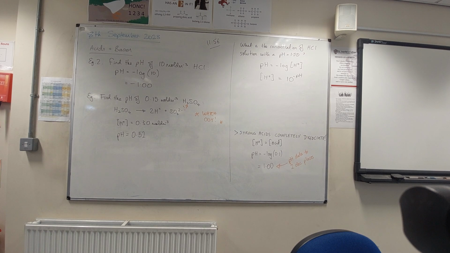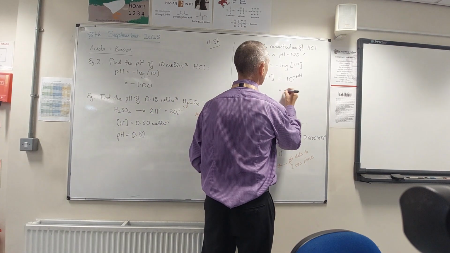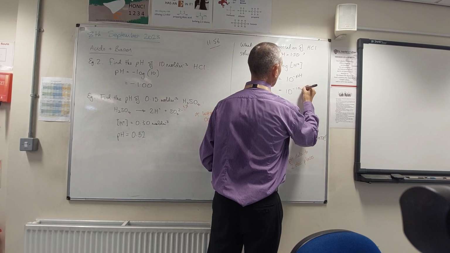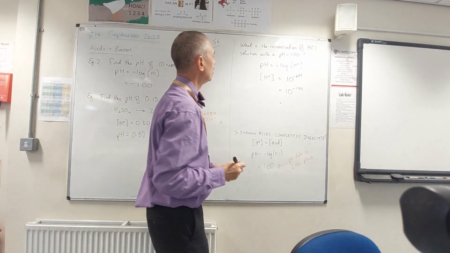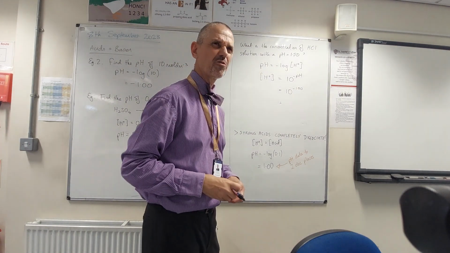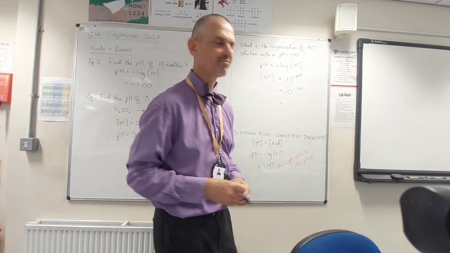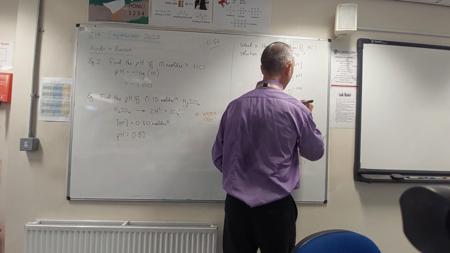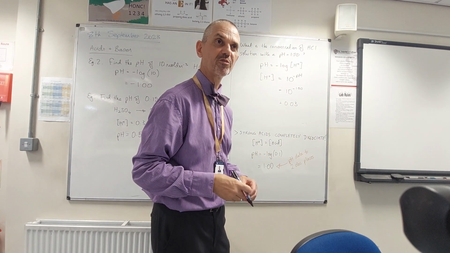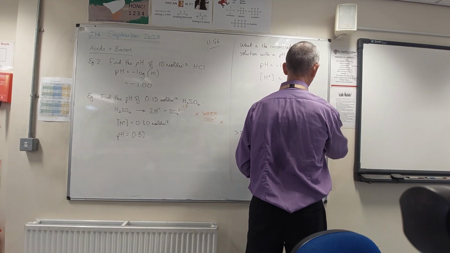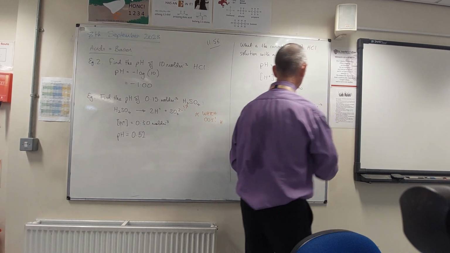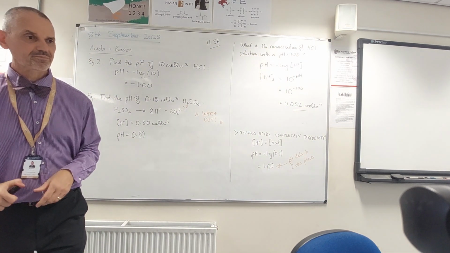So again, if you use the shift log button on your calculator and put in minus 1.5, 0.03. Is that right? Yeah. Okay. Any other sig figs on that, or is it exactly 0.03? Okay, 0.032. And of course, we're back to mole per dm cubed now. Okay. All right.